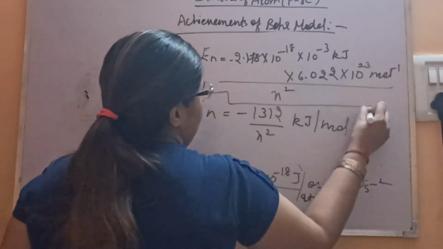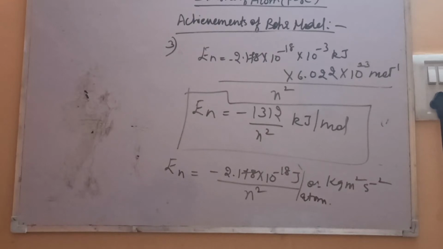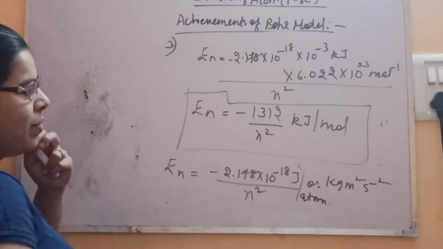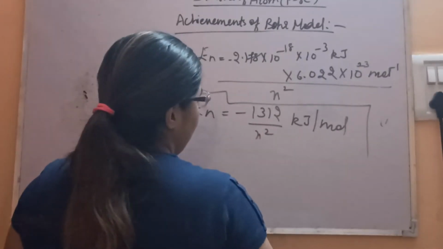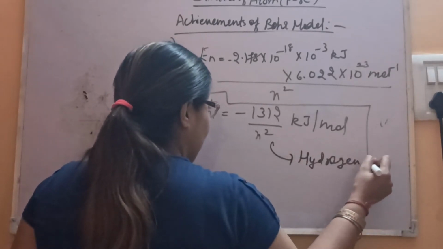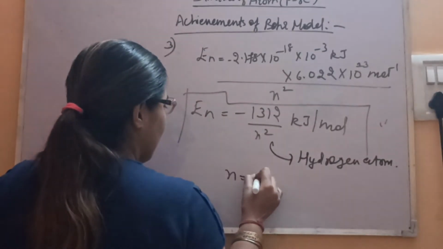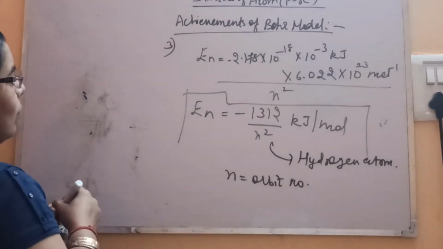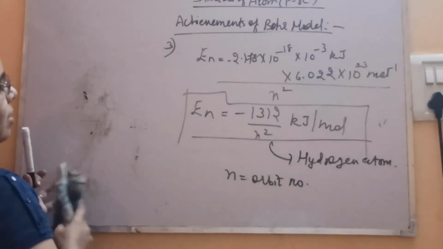So this is the expression of energy for hydrogen atom in kilojoules per mole, and we have seen it earlier, that is this Rydberg constant that we have calculated. So that is that value. So this is for hydrogen atom. Now what we can conclude from here, where n is the orbit number, so let's start putting the values and see what we will get. So this is the expression. Let's solve this further.